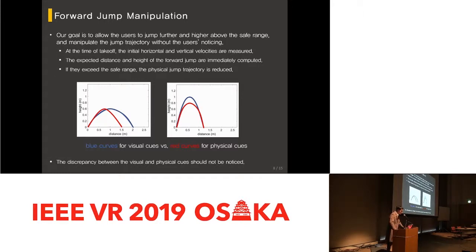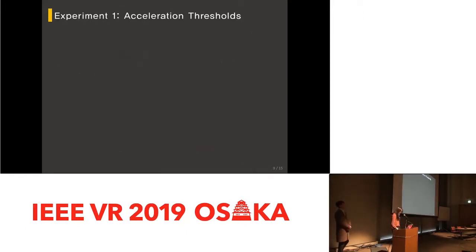Now, Geonsun will present the experiments conducted to see how much the physical cues can be manipulated without users noticing. Hello, I'm the second author, Geonsun Lee, and I will be presenting the rest of the presentation. So our goal is to manipulate the physical trajectory in such a way that the discrepancy from the visual trajectory is not noticed by the user. To this end, we need to identify the maximum allowable extent of manipulation.